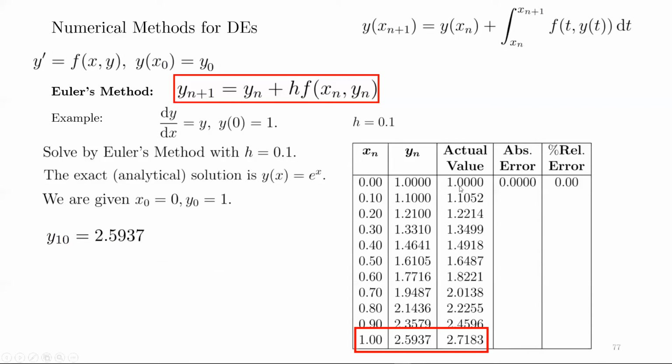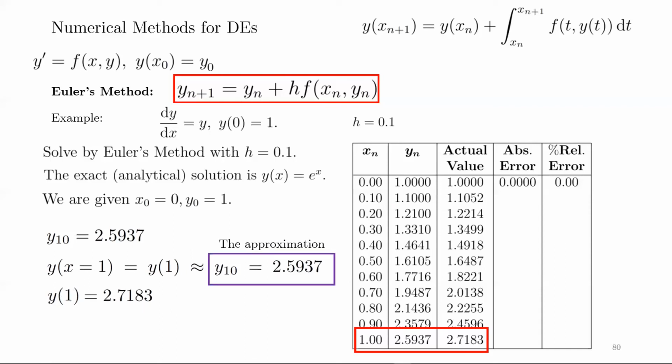So y10, so y after 10 steps, 0, 1, 2, 3, 4, 5, 6, 7, 8, 9, 10. y10 is equal to 2.5937. Y at x equals 1, which we usually just write as y1, is actually equal to 2.7183. So y10 is 2.5937. Y at x equals 1 is 2.7183. So the error is the difference between them. So yeah, the approximation here, the exact value. So we get pretty close, and again, if we took a smaller step size h, then we would get even closer.